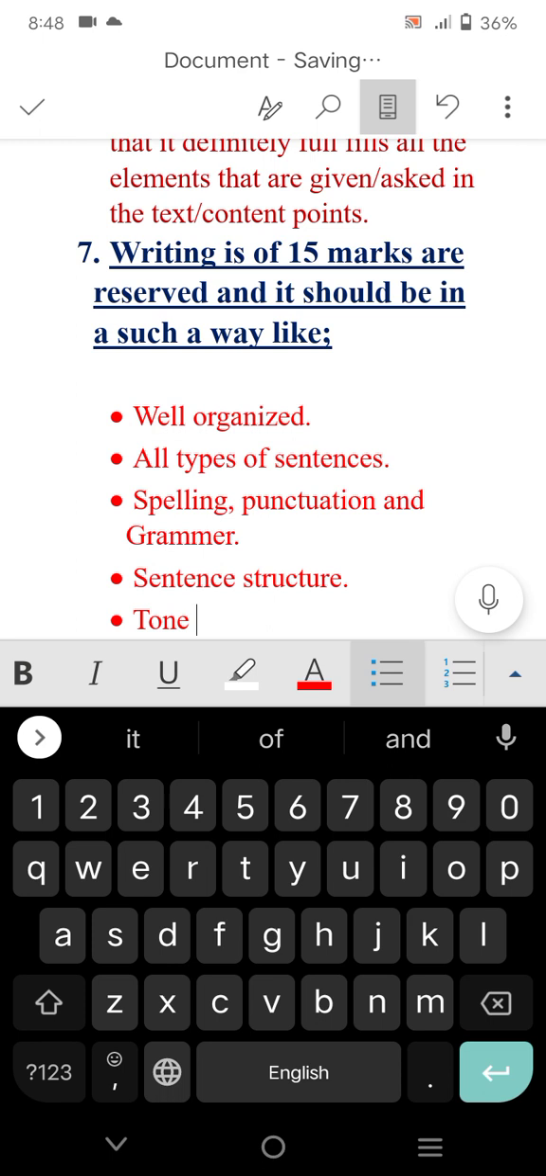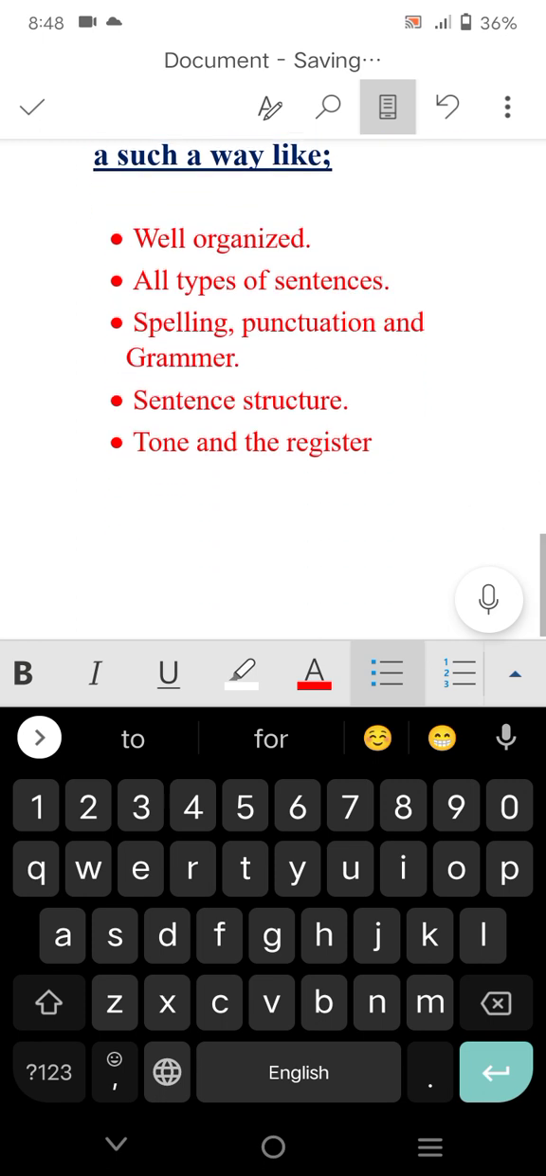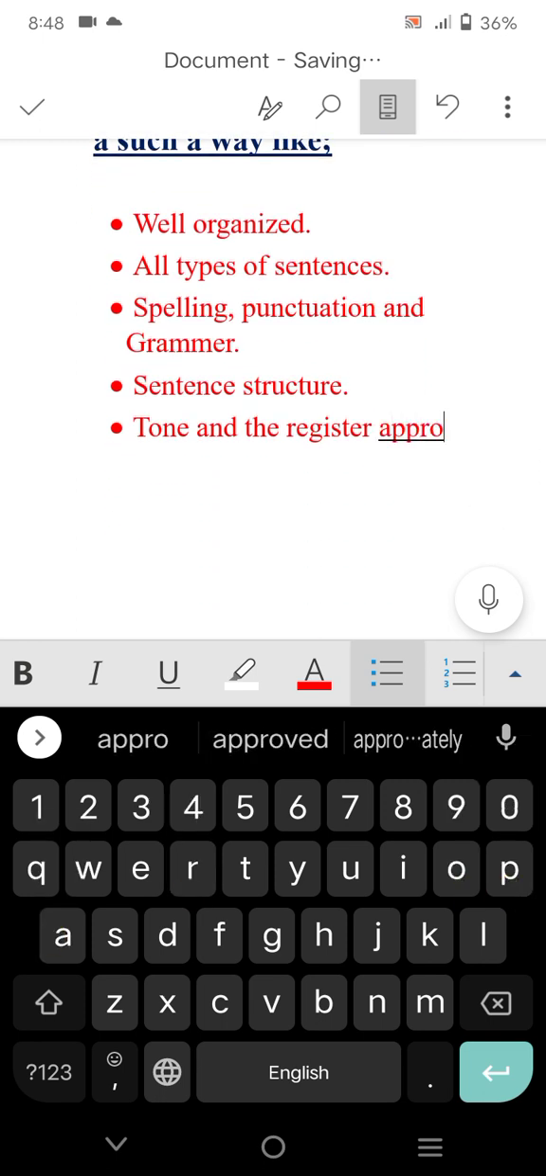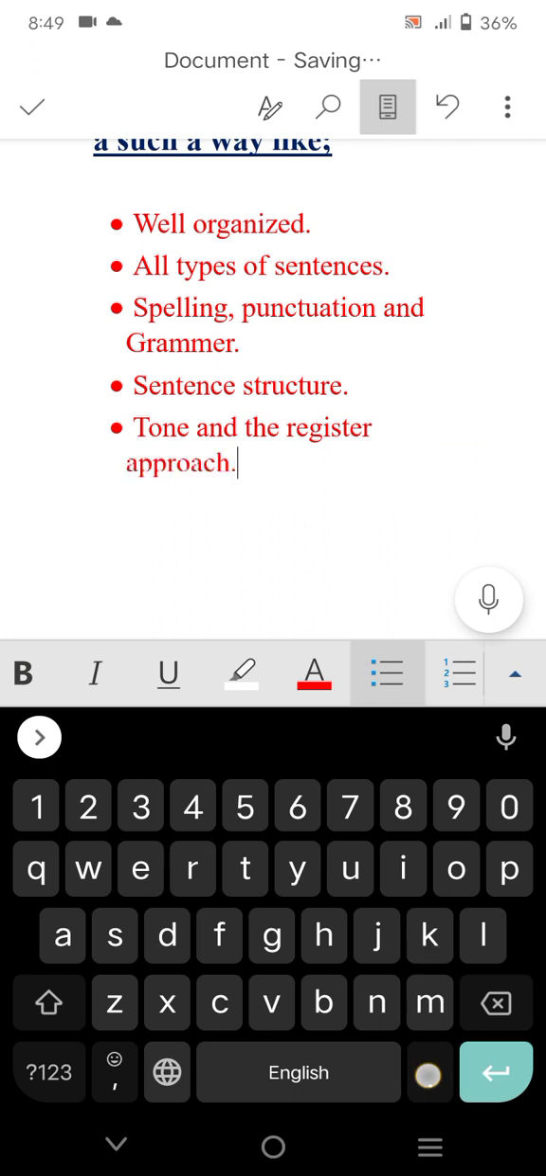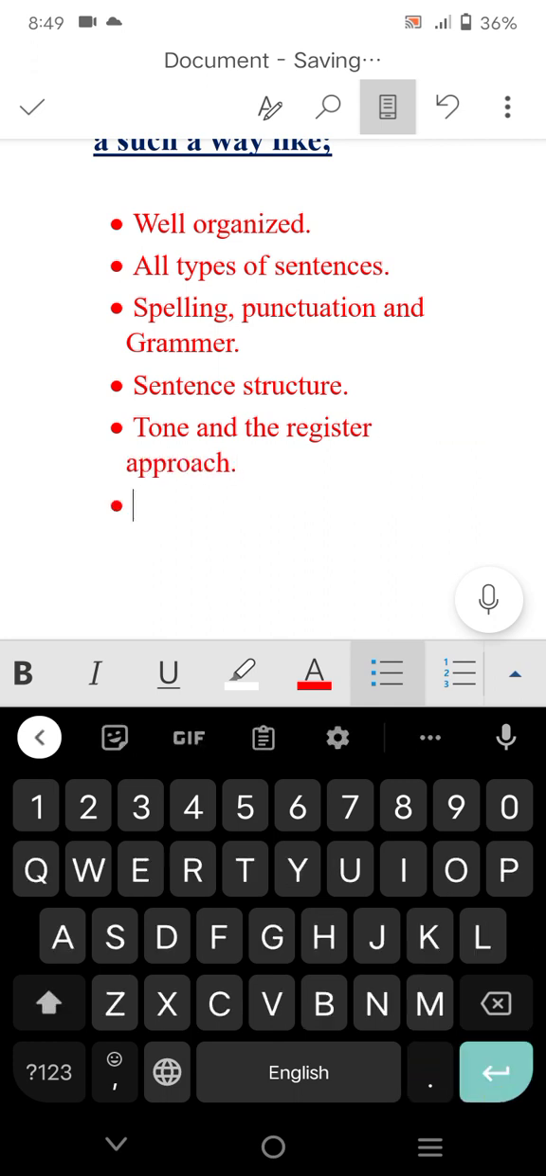The tone and register approach here simply denotes the purpose of writing, such as a magazine article to inform people. For example, if we are writing about a trip to Malacca, we will talk about its specifications, its savings, what we can do, and the advantages, and all those things should be properly told and explained.